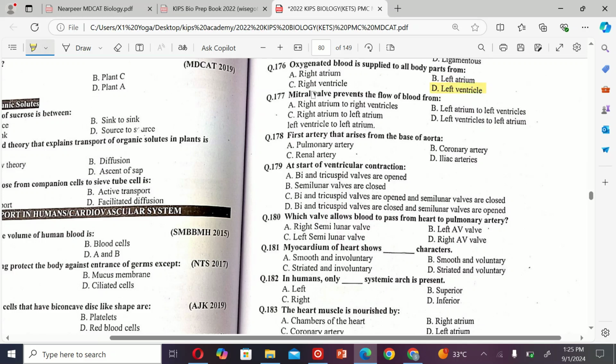The next MCQ is: mitral valve prevents the flow of blood from A. Right atrium to right ventricle, B. Left atrium to left ventricle, C. Right atrium to left atrium, and D. Left ventricle to left atrium. So the correct option is D.